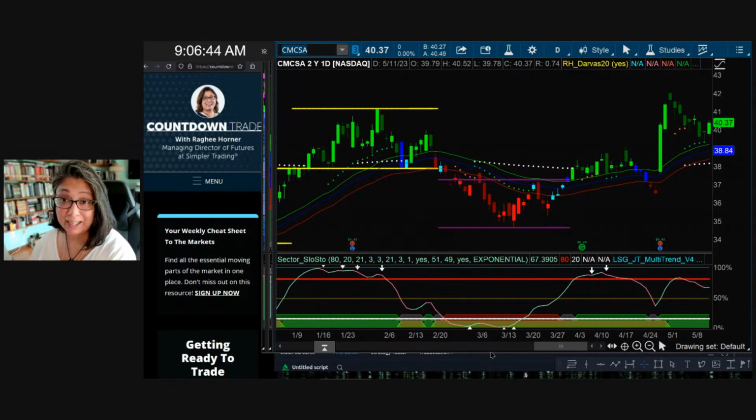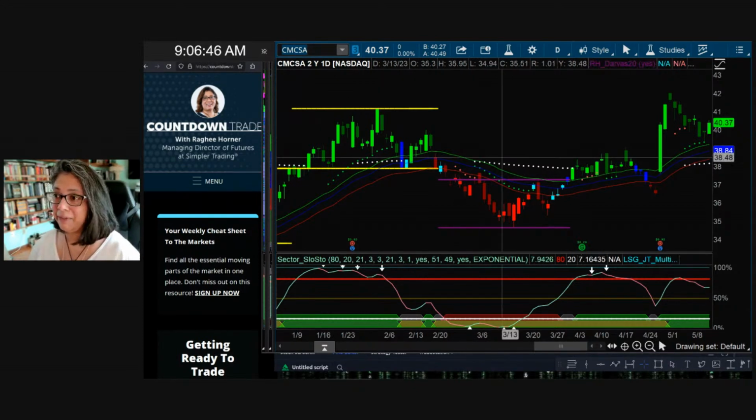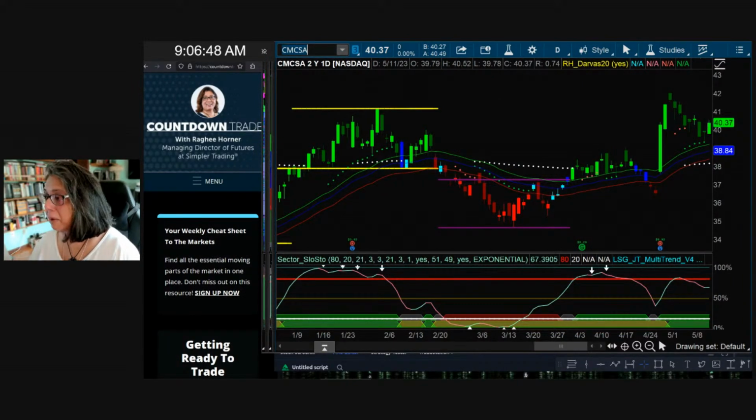A pullback within the context of an uptrend. That's buy the dip, my friends. So that's what I'd be looking for there. Lincoln Park, thanks for the question.